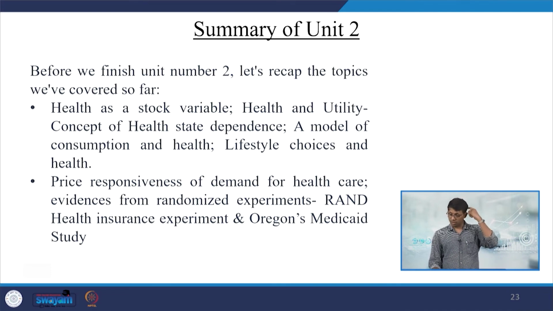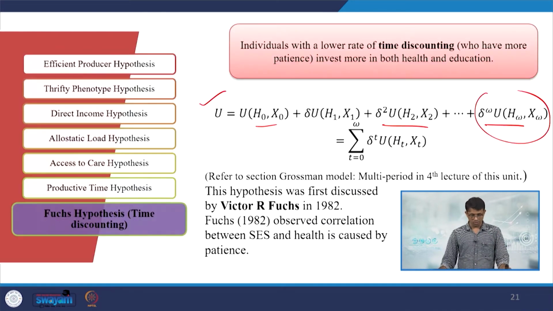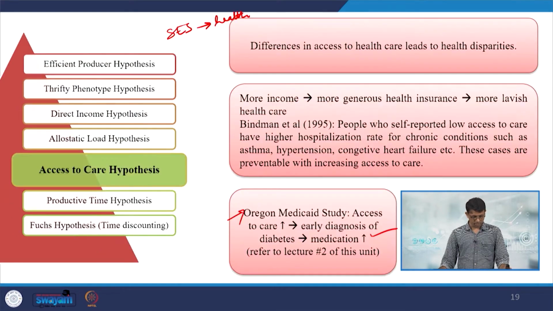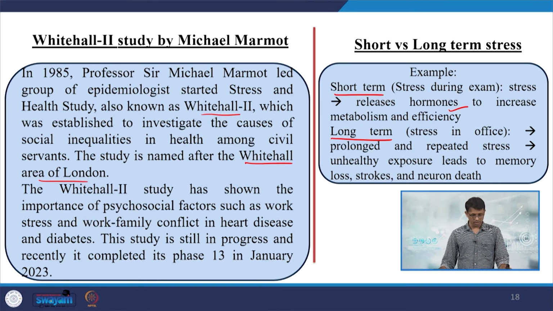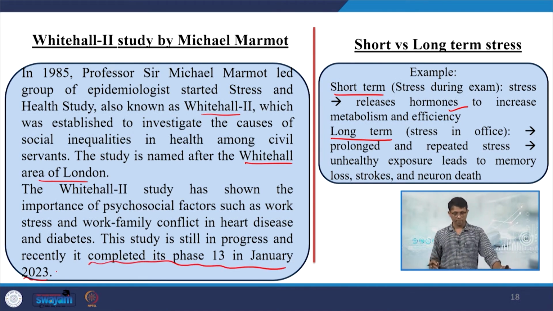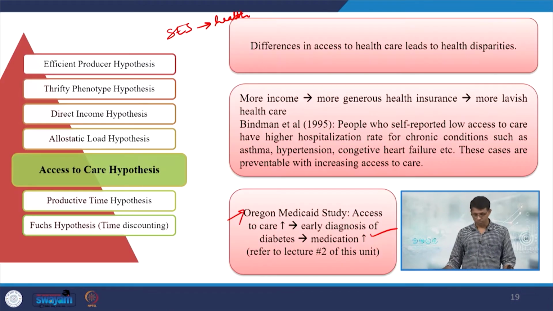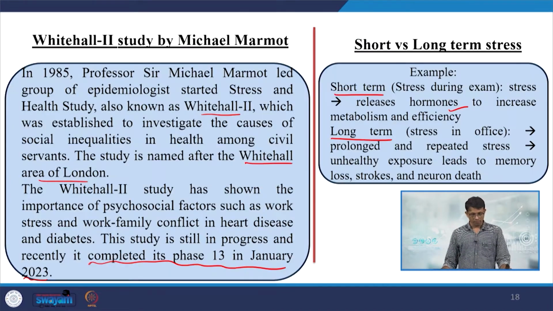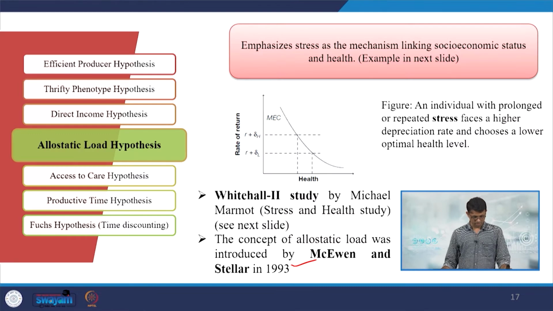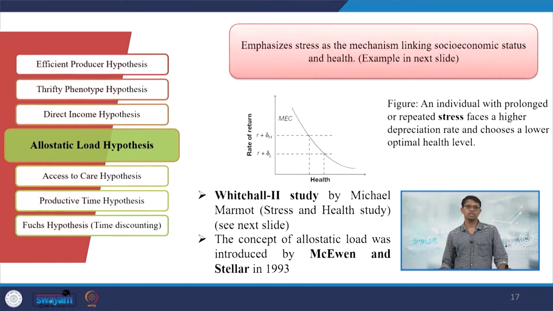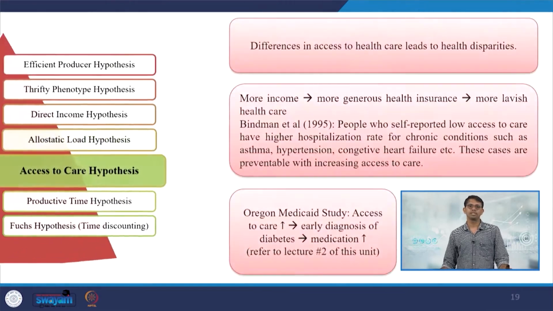The Whitehall study is also relevant for research, and you can find it, as I discussed, Whitehall 2, as I already mentioned. Phase 13 is still continuing, till at least phase 13. You may please have a check if you read Whitehall's work in the context of the allostatic load hypothesis. That might be relevant for your research as well.